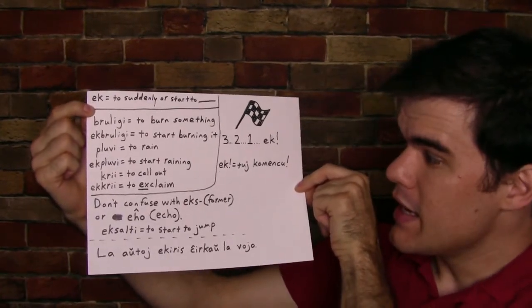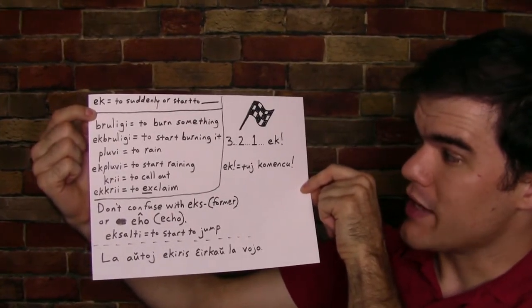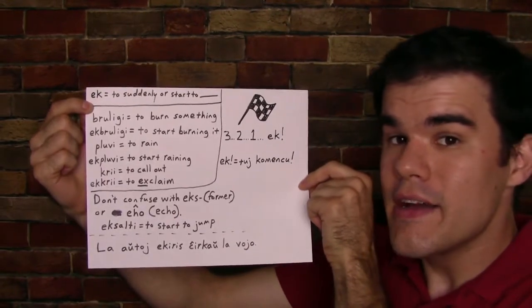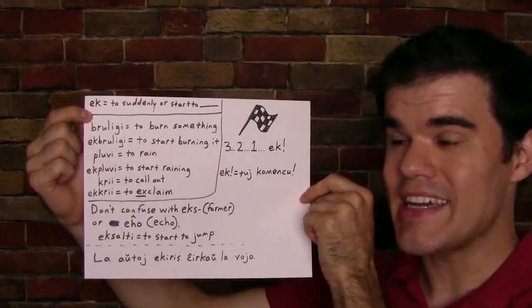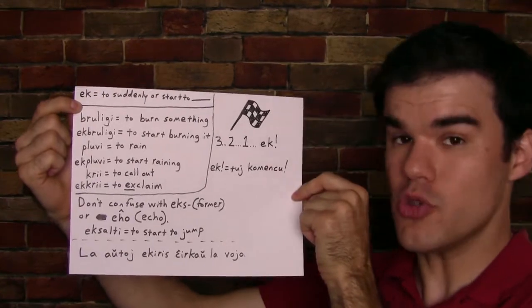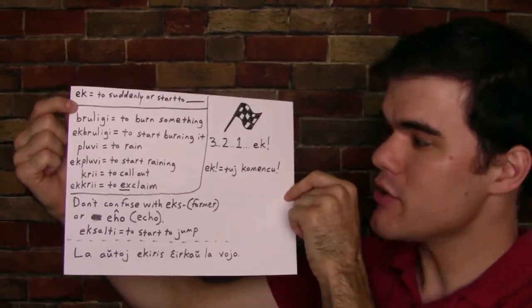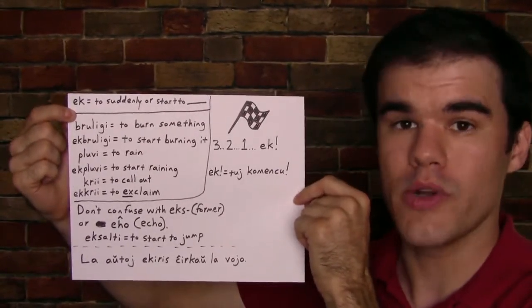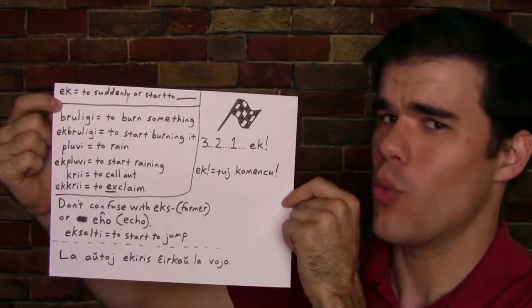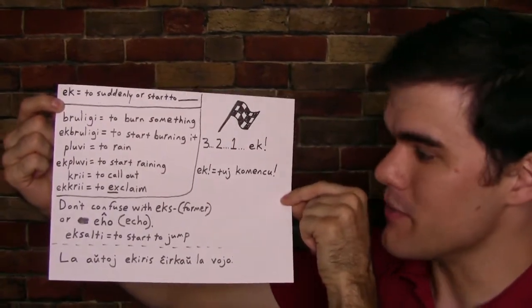All right? If you see at the top there underneath the flag, tri, du, unu, ek. Often you can use ek instead of komencu, immediately commence. You can just use ek to say go, which is handy because sometimes you just need a one-syllable word to get it started. Okay?